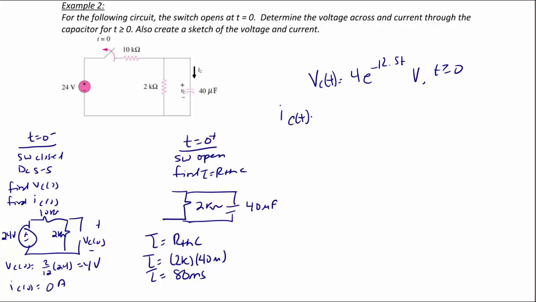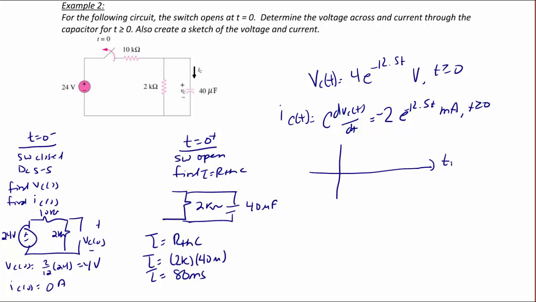And IC of t is equal to C dVC of t dt, which is equal to negative 2 e to the negative 12.5 t milliamps. And that's for t greater than or equal to 0. So our sketch of the voltage first, there's the time in seconds, VC of t in volts. It starts at 4 volts. And it dies off to 0 in 5 time constants, or 0.4 seconds.